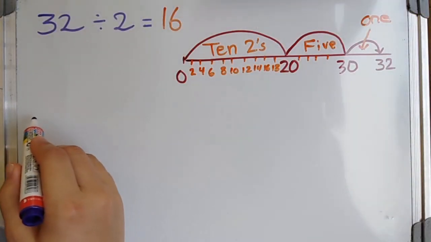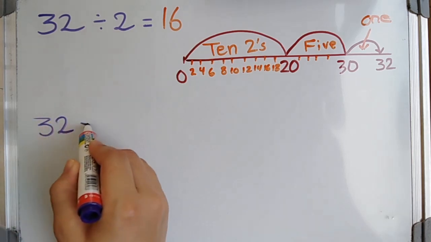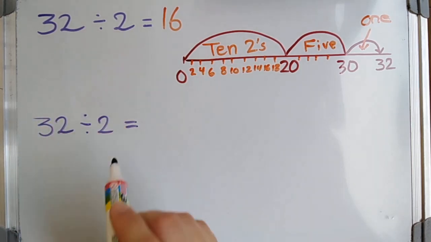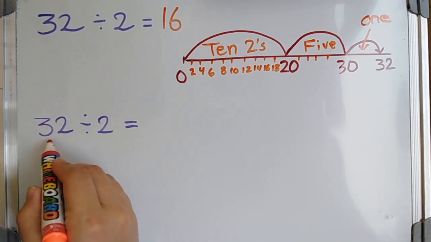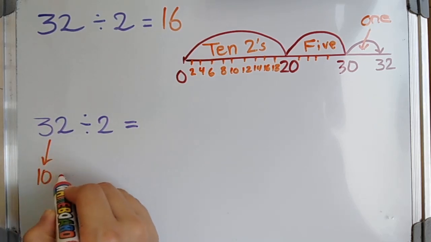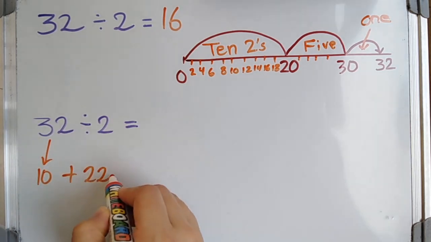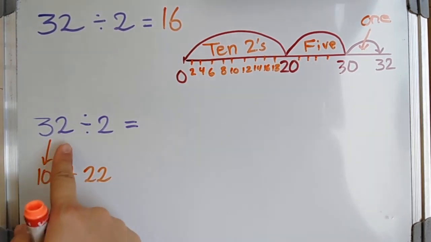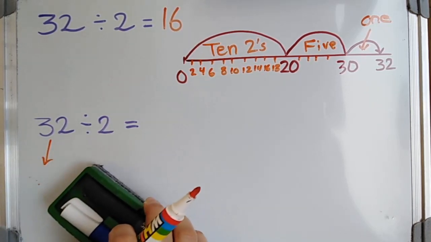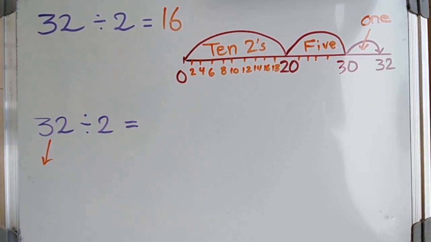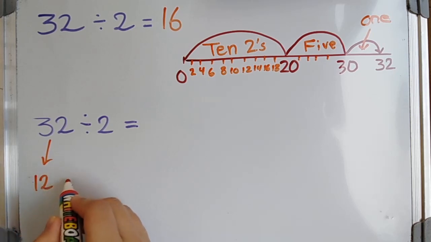Second strategy is again dividing 32 by 2. In this strategy, I'm going to partition 32 into two multiples of 2. I can partition it into 10 and 22. They're both multiples of 2. And I can choose any other numbers. For example, I can choose 12 and 20. That would be easier.